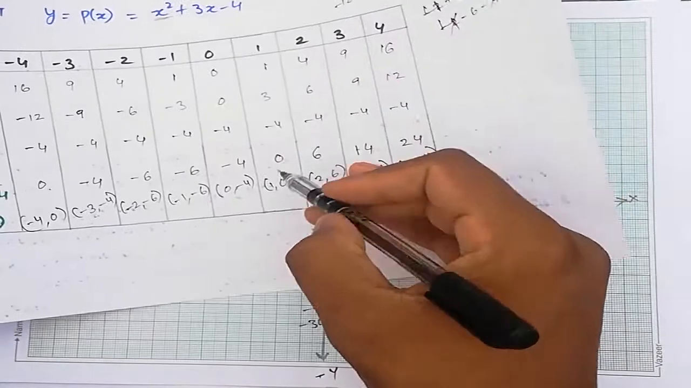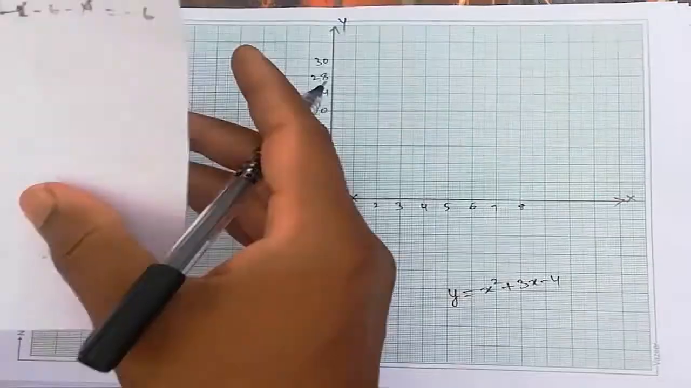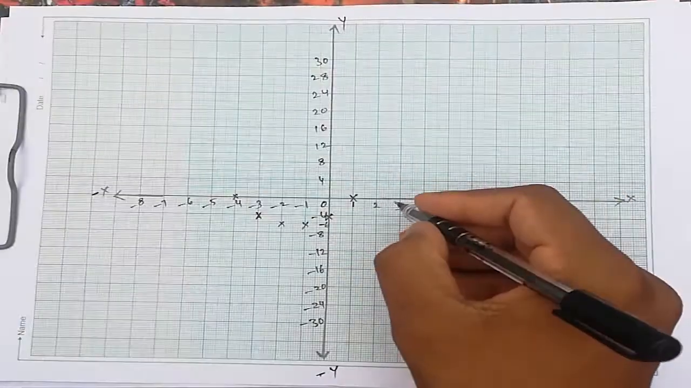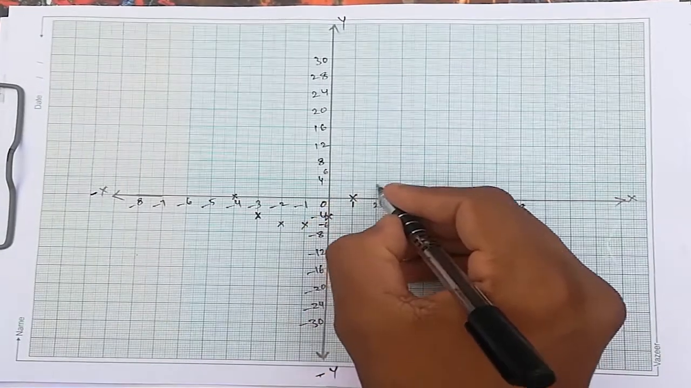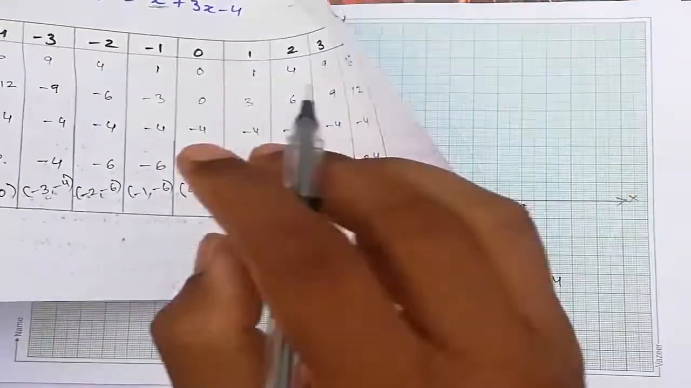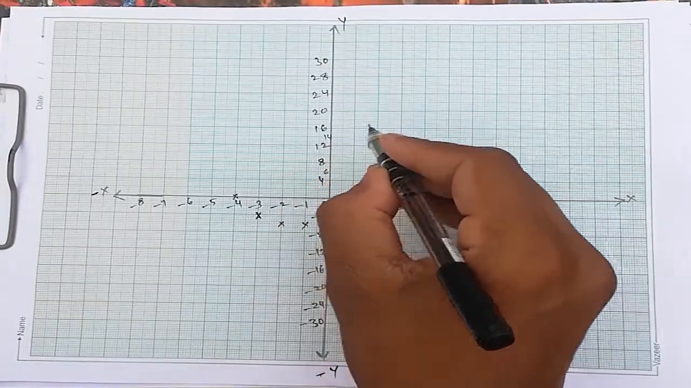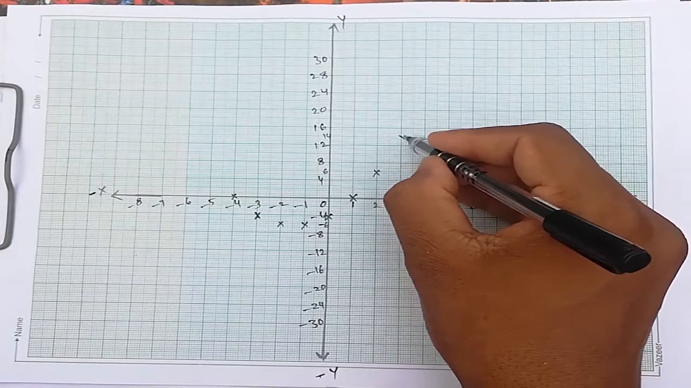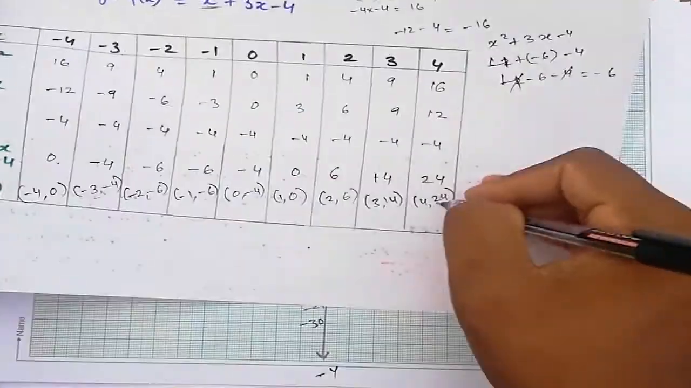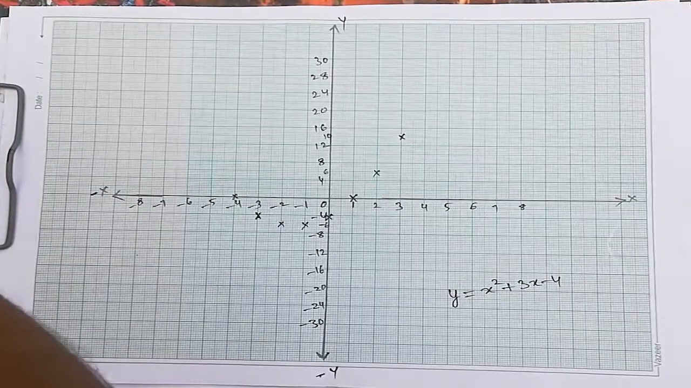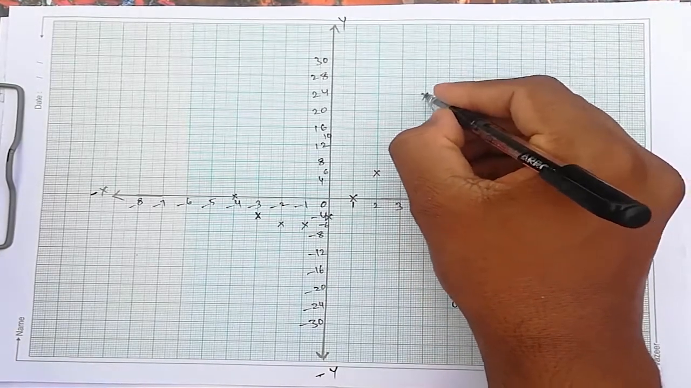Then for 1 we have 0 value. So for 1, 0 means on the axis itself, 1 and 0. Then 2 and 6. For 2 we have 6 value. 6 value means here between 4 and 8. So here this is 2, 6. 3, 14. For 3 we have 14. 14 means exactly between 12 and 16. So this is 14. Then 4, 24. The last value we have is, for 4 we have 24. Here it is, 24.